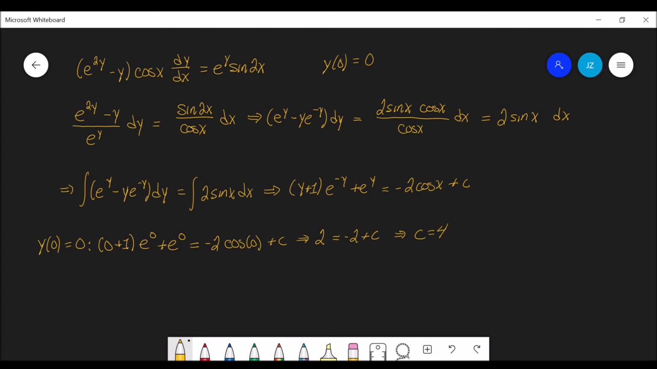And so our solution is (y plus 1) e to the negative y plus e to the y is equal to 4 minus 2 cosine of x. Since we cannot explicitly solve for y, we leave our solution in this form, which of course, remember, is called an implicit form. That concludes our lesson on separable variables. I hope you learned something, and we will see you in the next one.